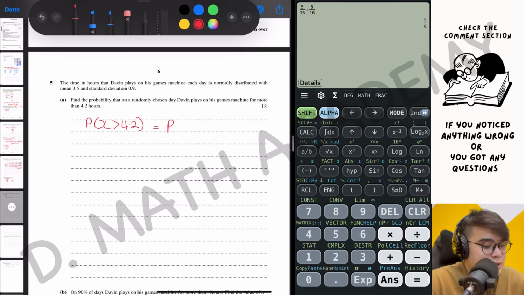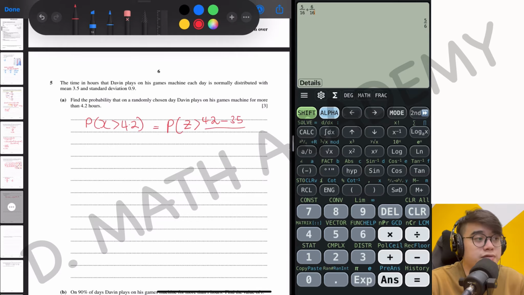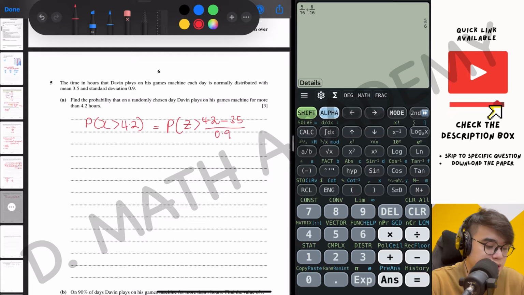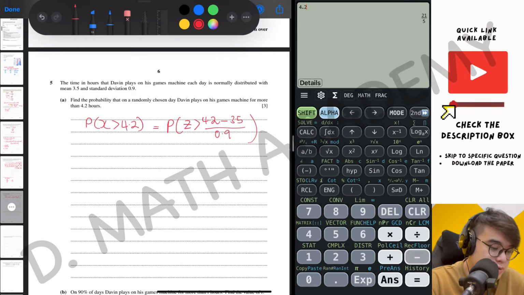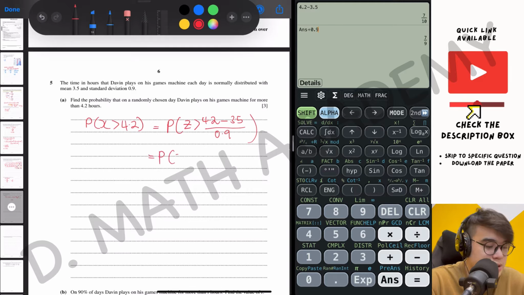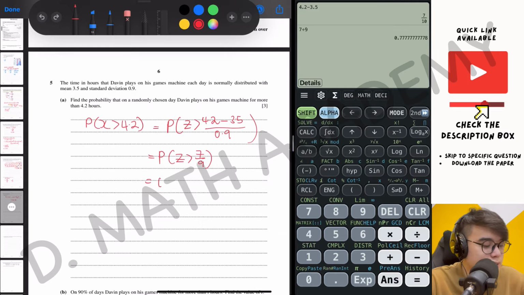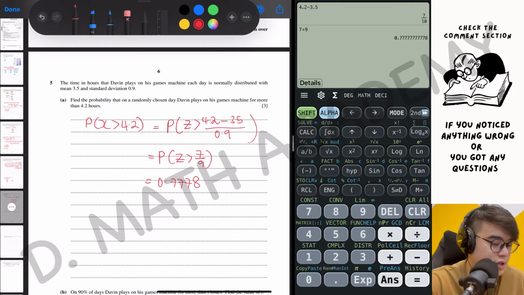To find your final answer, all you have to do is calculate the Z value by taking 4.2 minus our 3.5 and dividing it by your standard deviation. So 4.2 minus 3.5 divided by 0.9, you will get 7/9. This 7/9, we have to check from the table. The result should be 0.7778. I took 4 significant figures.